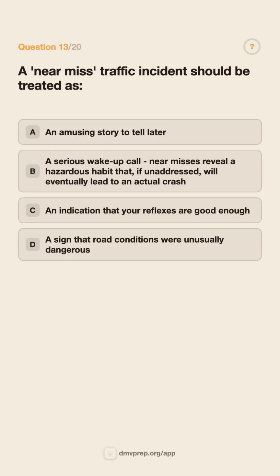Question 13. A near-miss traffic incident should be treated as A. An amusing story to tell later. B. A serious wake-up call. Near misses reveal a hazardous habit that, if unaddressed, will eventually lead to an actual crash. C. An indication that your reflexes are good enough. D. A sign that road conditions were unusually dangerous.